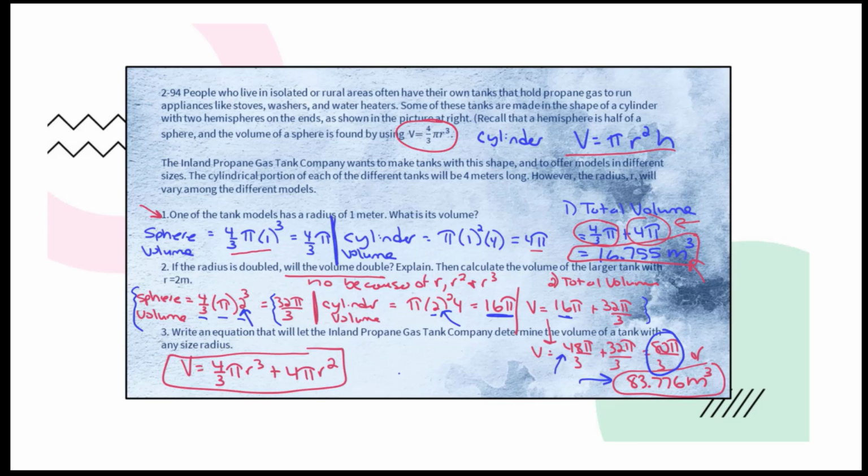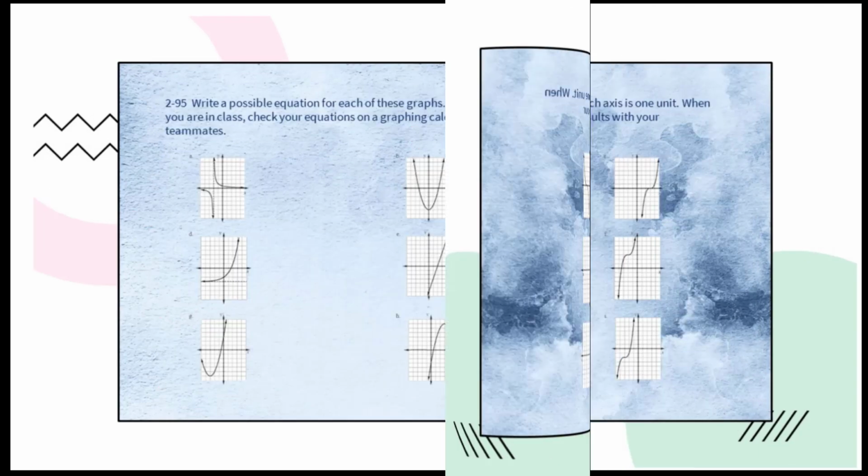So our rule is just 4/3 pi r cubed, which is representing the sphere part, and 4 pi r squared, which is representing the cylinder. When you get that, you have the volume of any tank that you want to work with. So, all right, that's all we got there, and we're moving on.